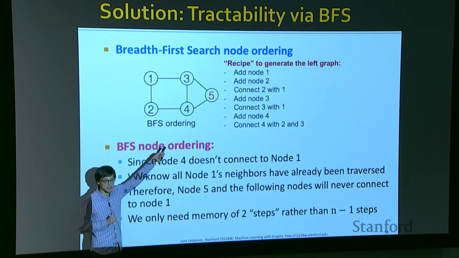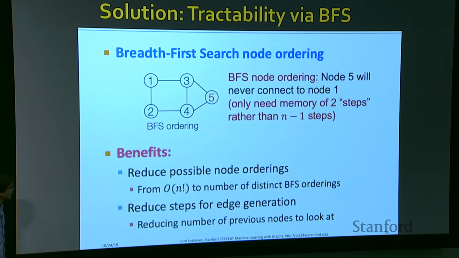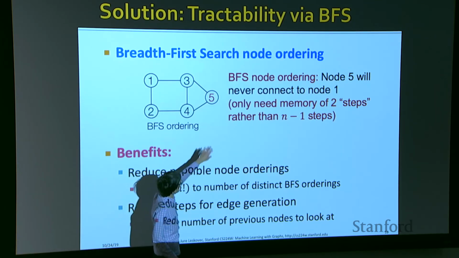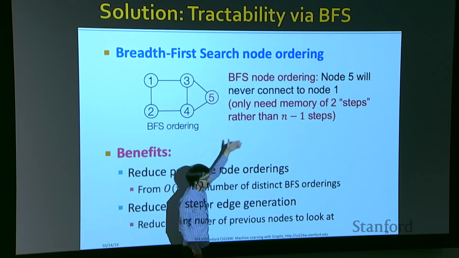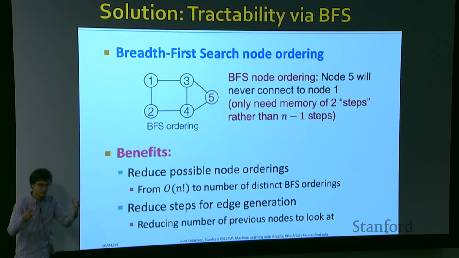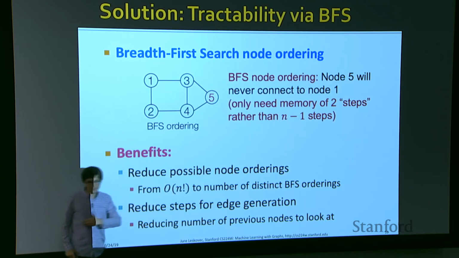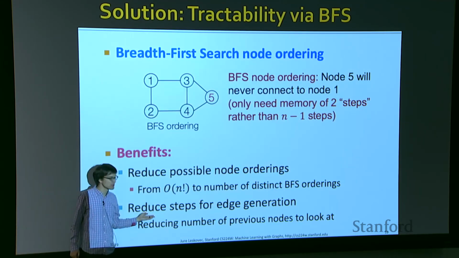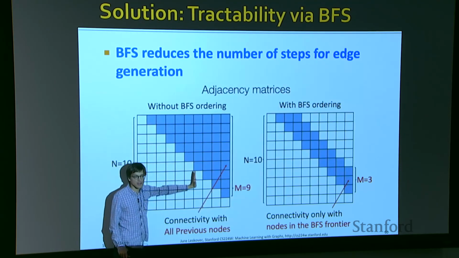Because this is hard. Essentially, let me say what we do and why this gives us opportunity. First, because we are using the node ordering, as I said, we don't need to learn that 5 links to 1. This means we need much less memory, so the model capacity is smaller. We reduce the number of possible node orderings. We just pick one rather than something random. And we also reduce the number of steps in the edge generation. Why is this the case? Because before we were generating the entire adjacency matrix.